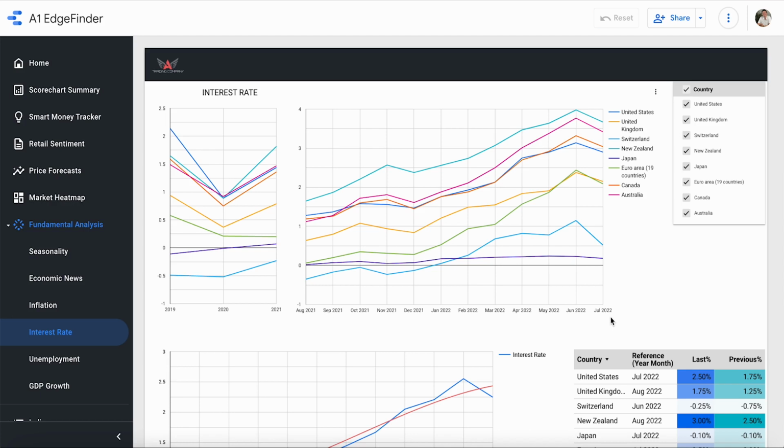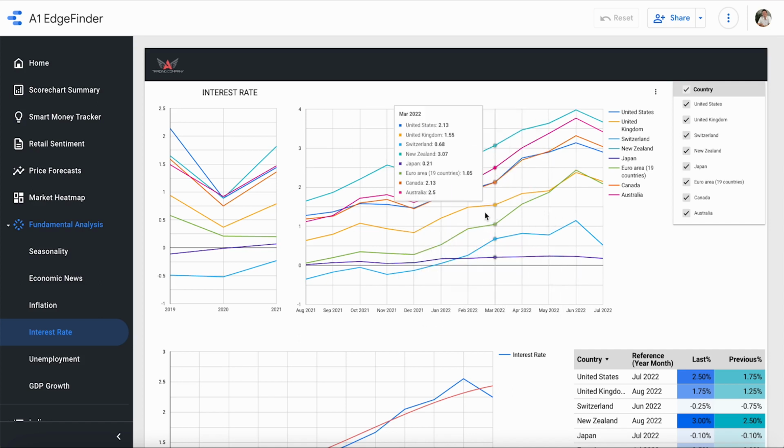The previous month of August is about to get updated and put into here so that we have the most accurate and up-to-date information. But you can see again that hovering over this gives you the interest rate numbers for that month for all of these different countries.